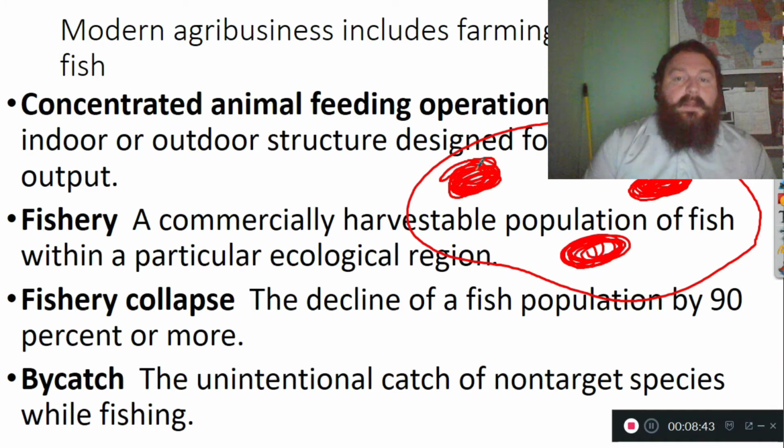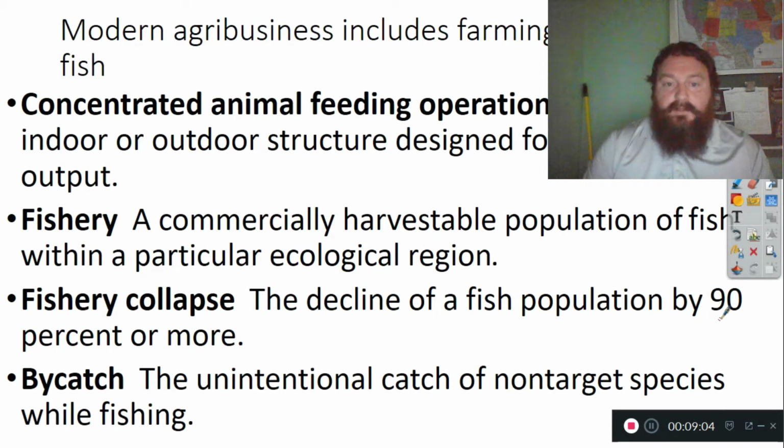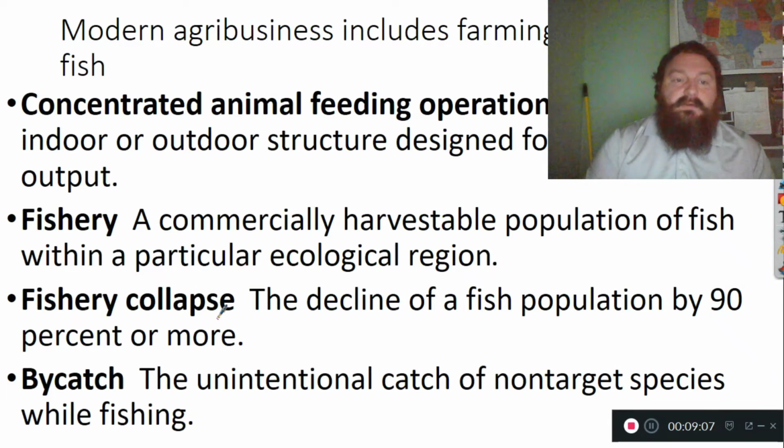We can go here and we can expect that there's going to be a higher than normal chance to catch fish here. So it makes sense from an economic standpoint to target your efforts fishing here as opposed to out here where we don't know for sure there's going to be fish. By targeting these specific fisheries, we're over harvesting the fish from them. When we overharvest the fish and we get to a 90% or more reduction in fish population, then that fishery is said to have collapsed.